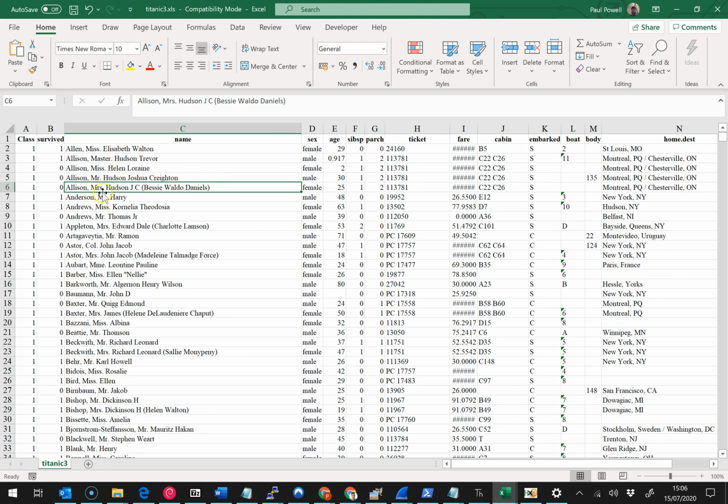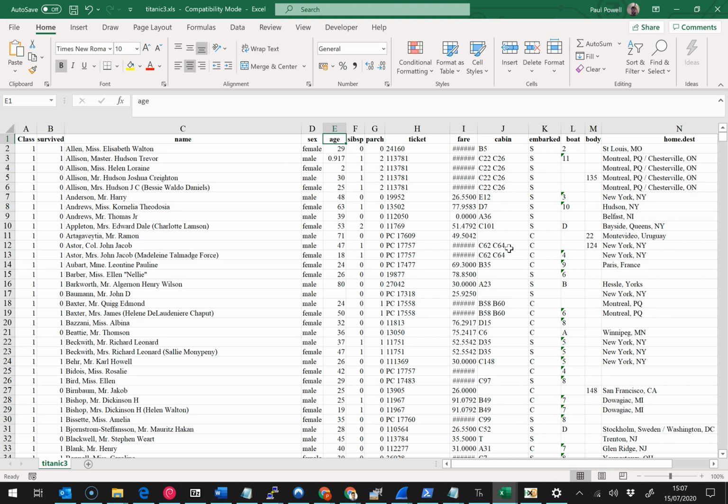So Hudson J.C. is Hudson Joshua Creighton. So she wasn't actually entered into the books with her own name. She was entered in with her husband's name, and that was quite common at the time. Here we have got the sex of the person who is referred to, quite easily understood there.